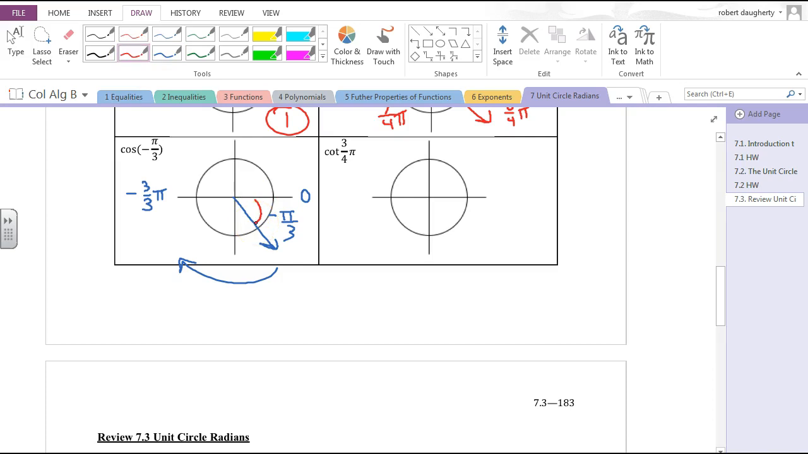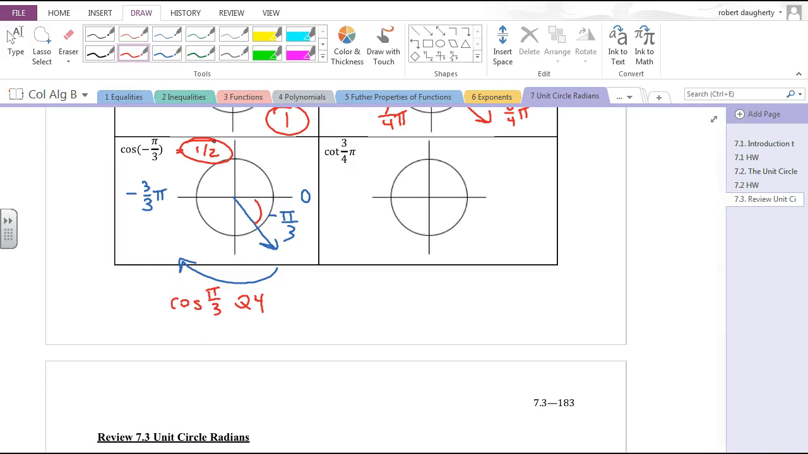So I need to figure out what's the cosine of pi over 3 in quadrant 4. Cosine is your x value. Your x value at pi over 3. So at pi over 3, your x value is 1/2. You're in the fourth quadrant, cosine is positive. So this answer is 1/2.